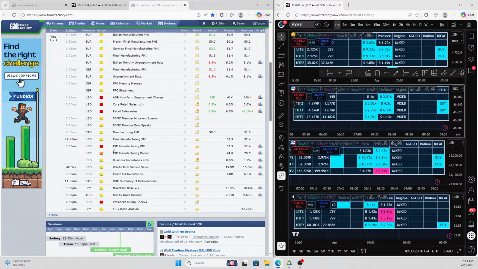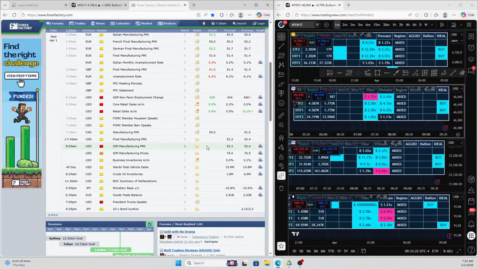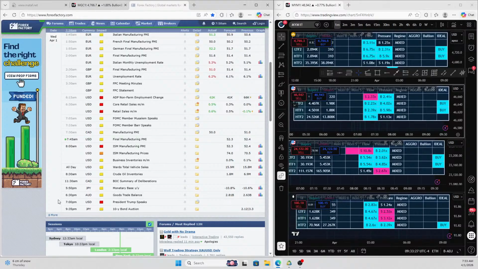We see that we have ISM manufacturing PMI at 8 a.m. So we're going to have that, and then we also have news at 7 p.m. tonight, where President Trump speaks.